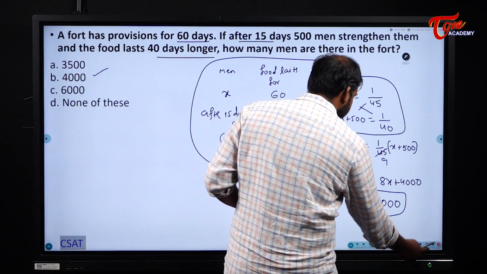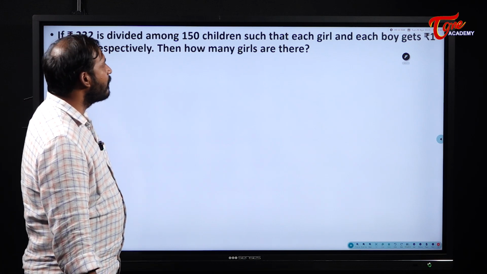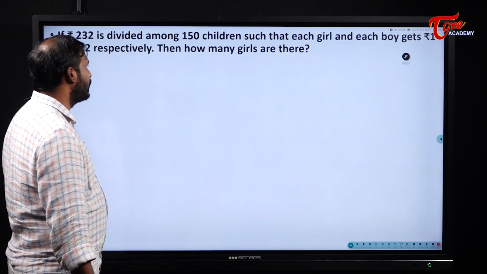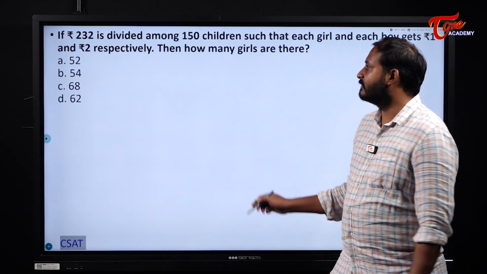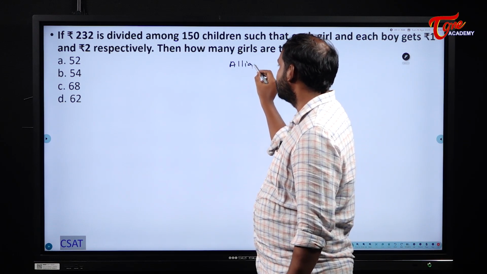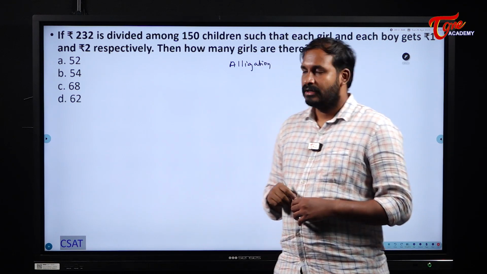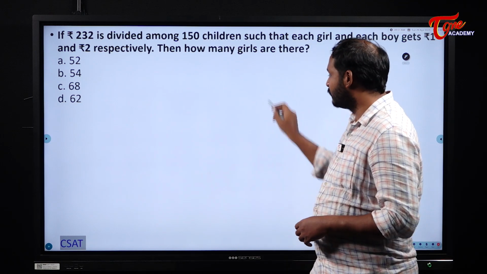Okay, next one. If 232 is divided among 150 children such that each girl and each boy gets 1 and 2 respectively, how many girls and boys are there? Now please see here students, here we will try to solve this one with the help of the alligation rule first of all, and then I will tell you the general method. Or else, I will do the general method first and then we will go with the alligation rule.